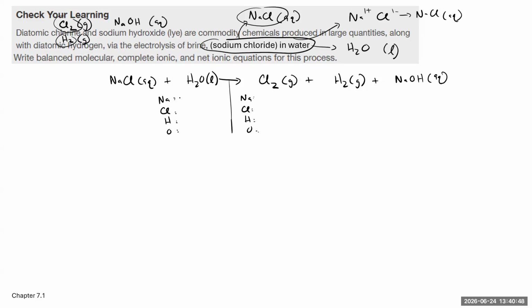All right, here we have one sodium. Here on the right, we have one sodium. One chlorine. Here we have two chlorines. Here we have left two hydrogens, right two hydrogens. Here we have one oxygen and one oxygen. We're almost balanced. Well, let's check it out.